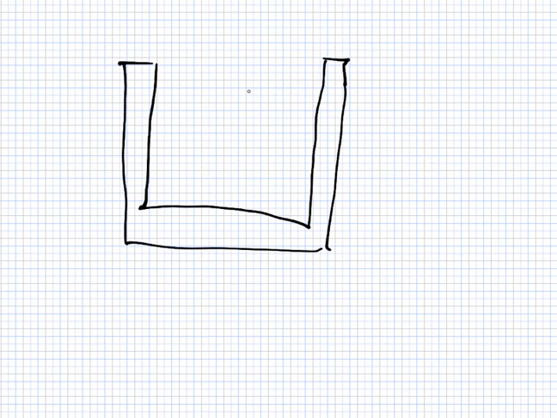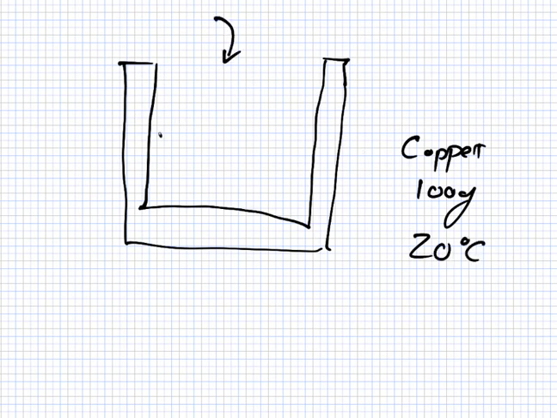Sorry, in case you can't tell, that's a cup. I'll put a handle on it. There we go. The cup. Now, we would say something like, okay, this cup is copper. Maybe it's 100 grams, and maybe it's at 20 Celsius. And then what I do is I put in some hot water. Let's say this water here is 300 grams. And then let's say it's 80 Celsius, yes?